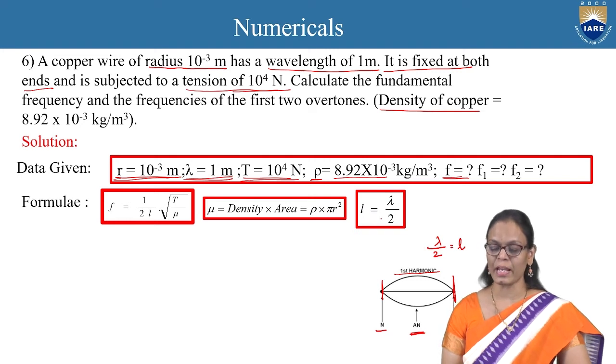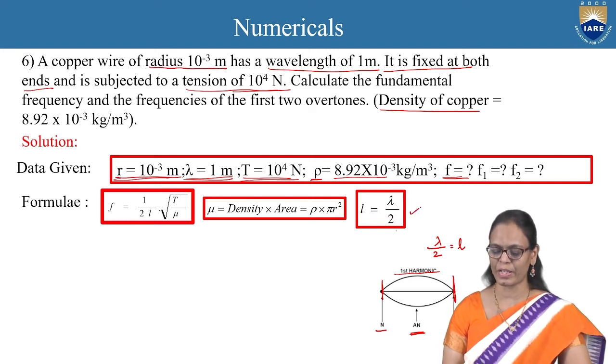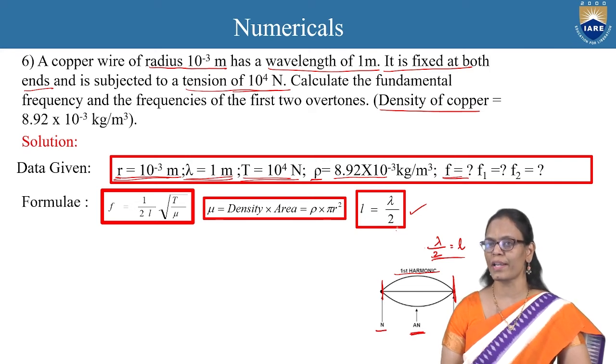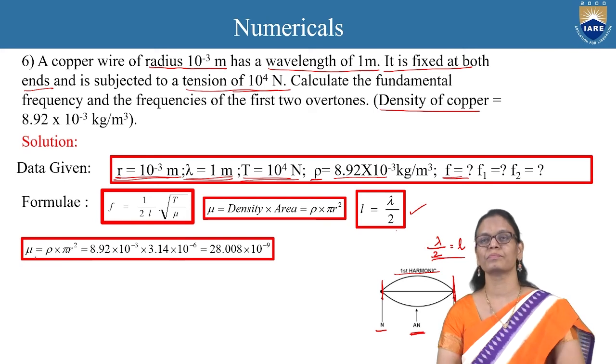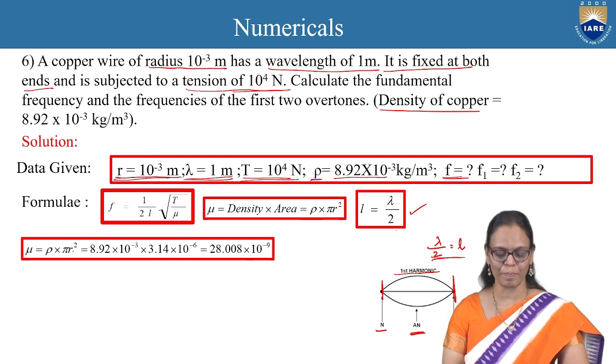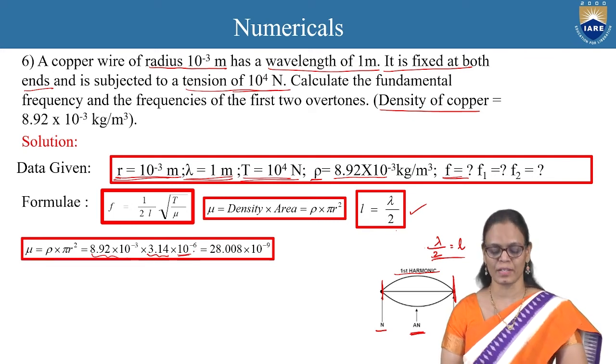So what is our L? L is equal to lambda by 2. I have explained with the help of this diagram how we are writing L is equal to lambda by 2. Now first let us find mu. Mu is rho into pi r square. Rho is given directly, and pi is 3.14 into r square. R is 10 power minus 3 meter, so squaring it we get 10 power minus 6.